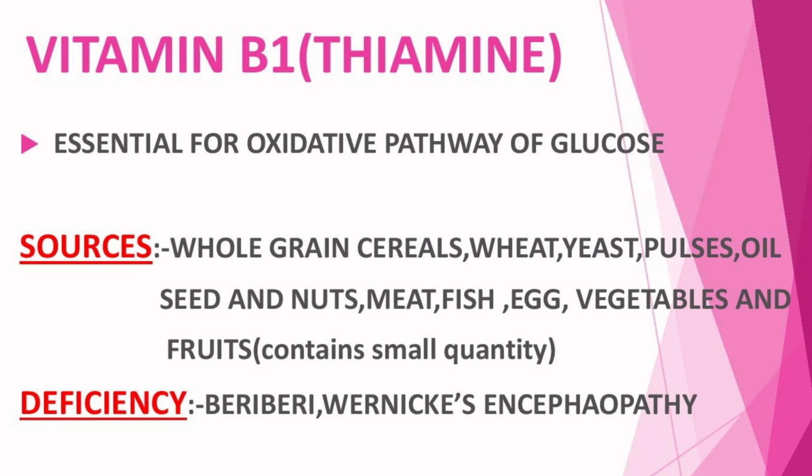Next, let us see vitamin B1. It is also called thiamine. This is essential for the oxidative pathway of glucose in glucose metabolism. The sources of vitamin B1 are seen in whole grain cereals, wheat, yeast, pulses, oil seeds and nuts, meat, fish and in eggs. In small quantity, vitamin B1 is seen in vegetables and in fruits. The deficiency of vitamin B1 leads to beriberi and Wernicke's encephalopathy.